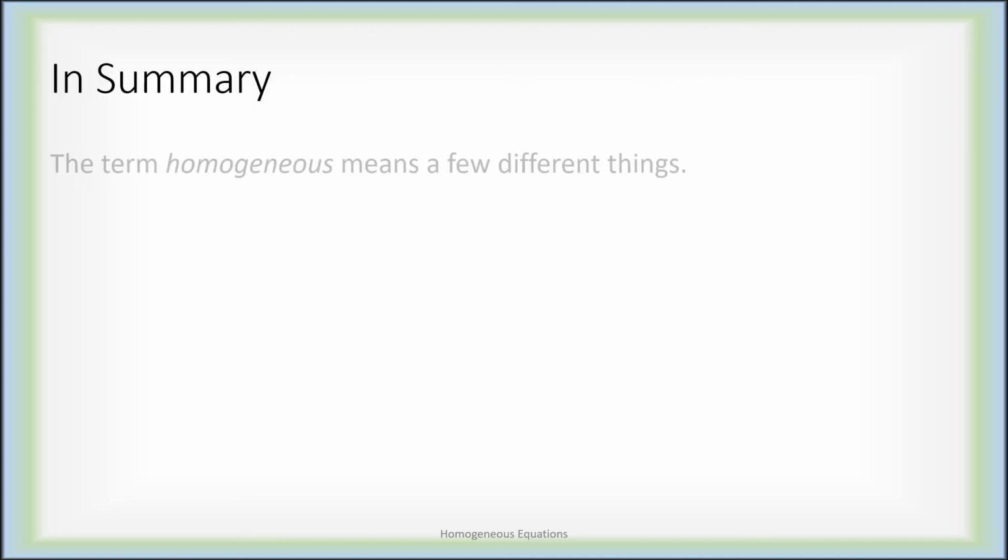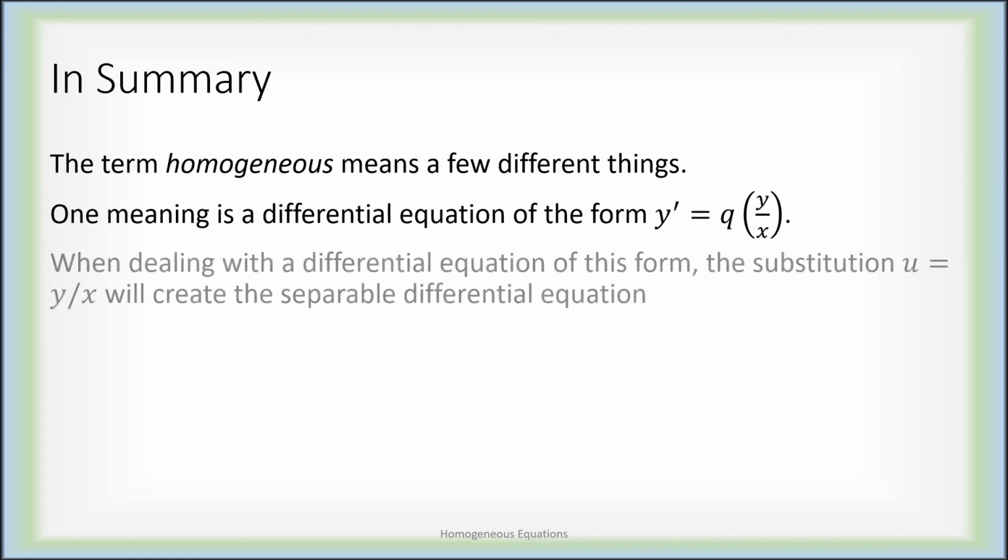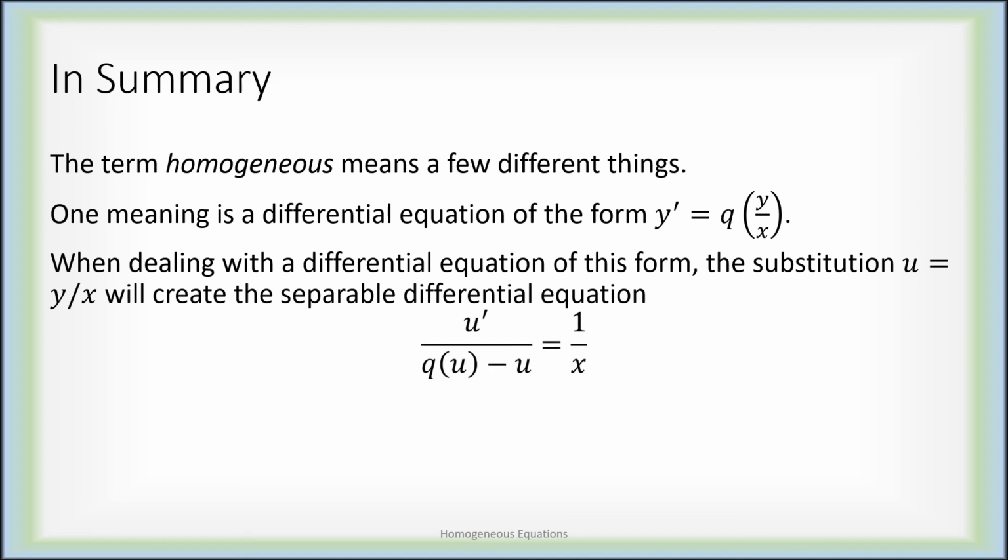So what have we learned? The term homogeneous can be used for multiple different things in mathematics. One meaning, introduced today, is a differential equation where y prime is some function of the ratio y over x. When dealing with a differential equation that is homogeneous in this sense of the word, substituting u equals y over x will create a new differential equation which is separable: u prime over q of u minus u equals 1 over x. And then hopefully you can solve that.